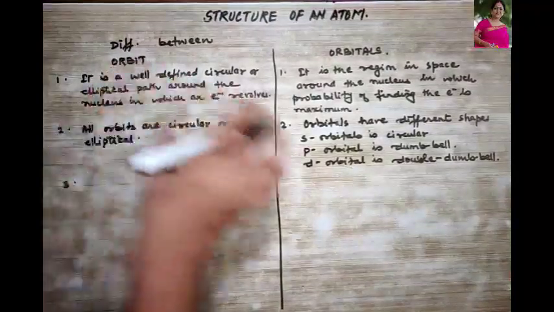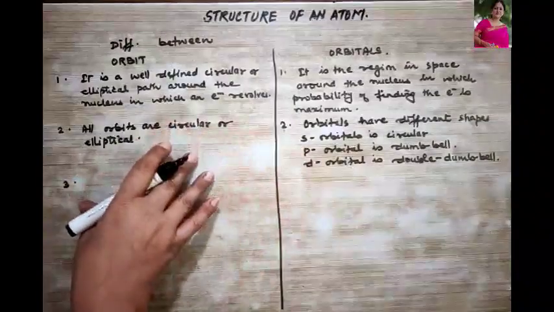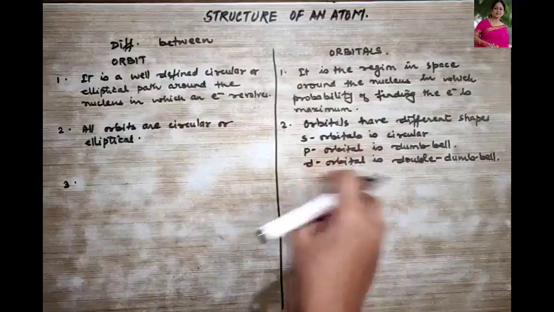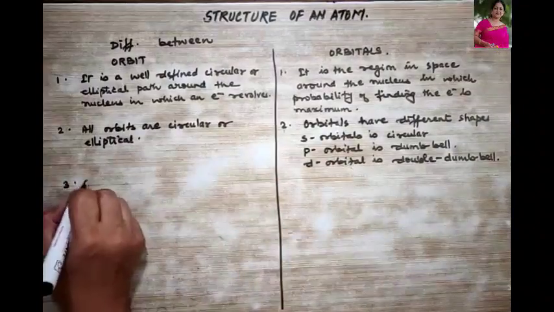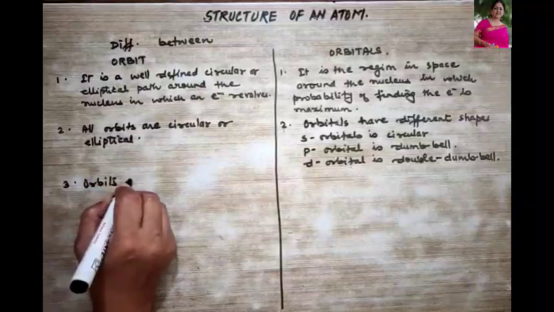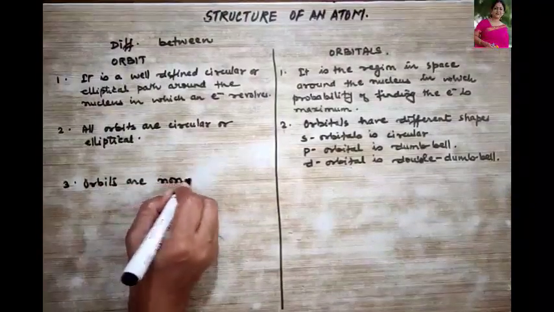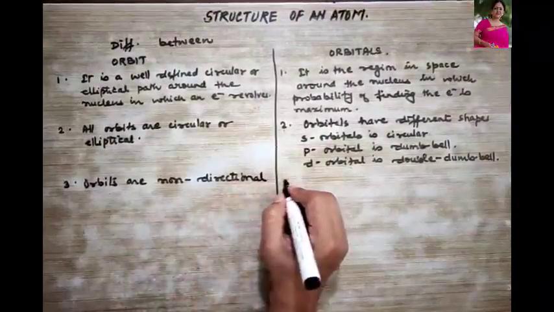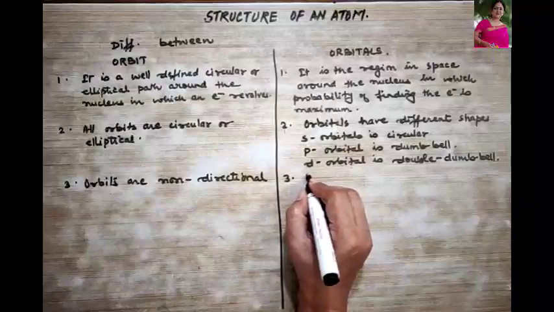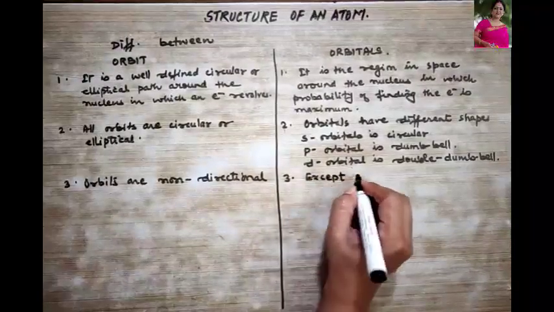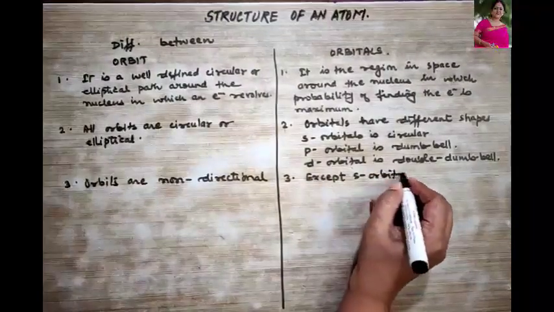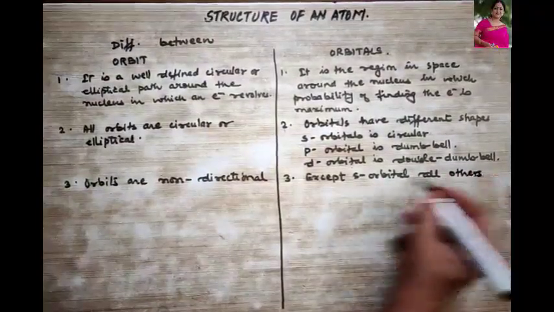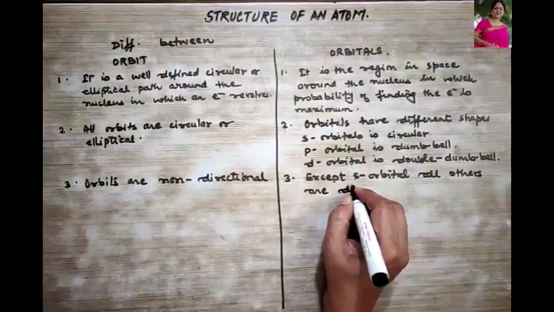Coming to the third point of difference between orbit and orbital. Orbits are non-directional, and orbitals, except the s orbital, all others are directional.